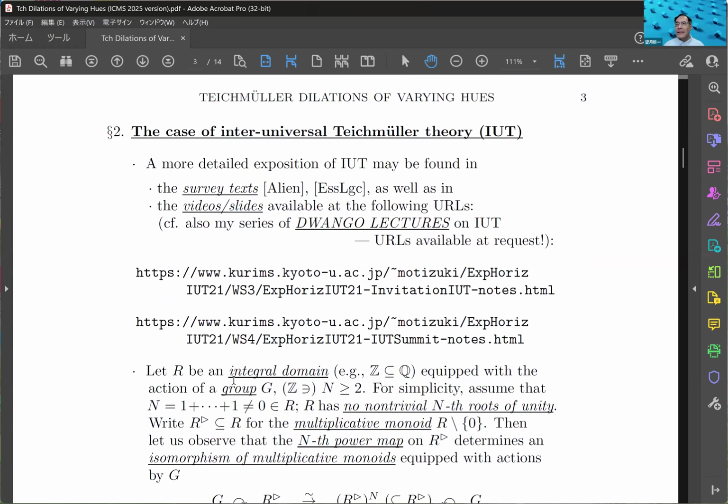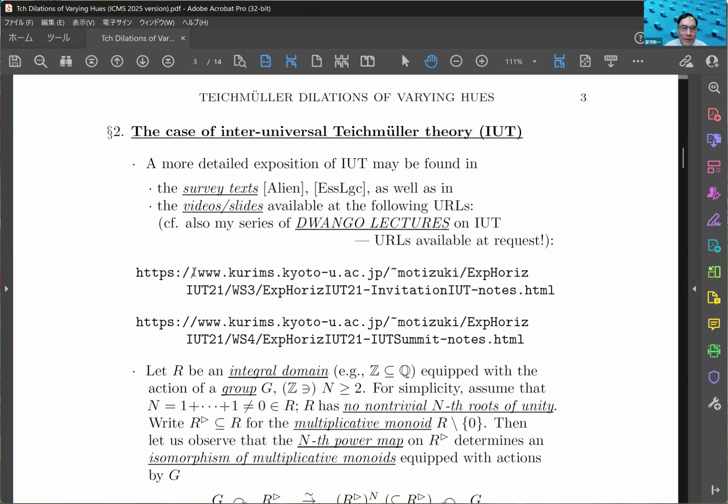So in the second section, I would like to briefly review inter-universal Teichmüller theory. This talk is not intended to be a detailed exposition of IUT. There are various survey texts, the Alien survey and the Essential Logical Structure survey on IUT, as well as many, I don't know whether it's over 100, but many tens of videos and slides, which are available.